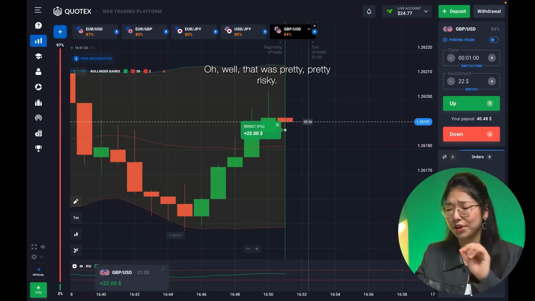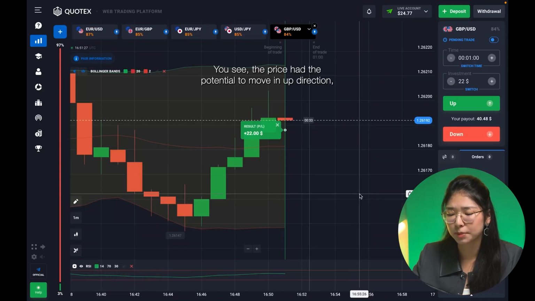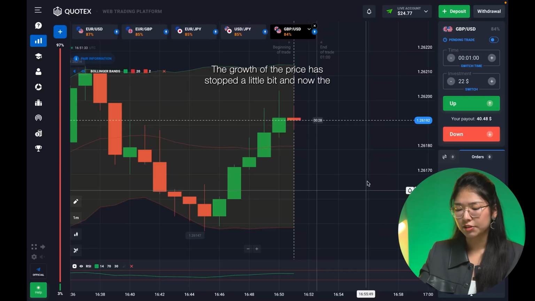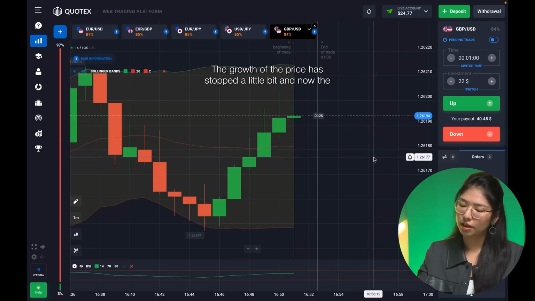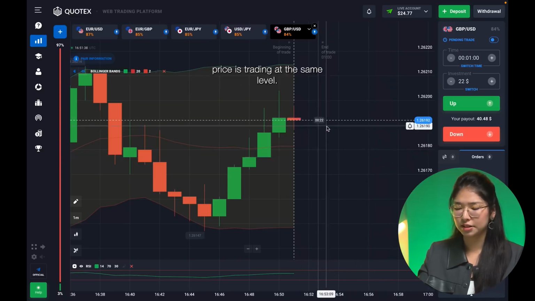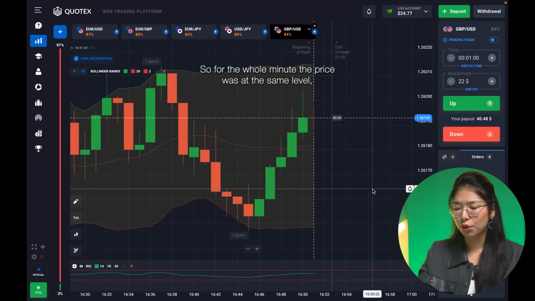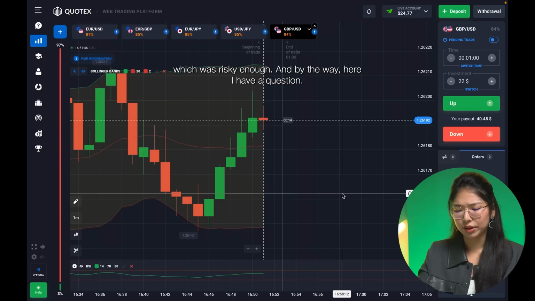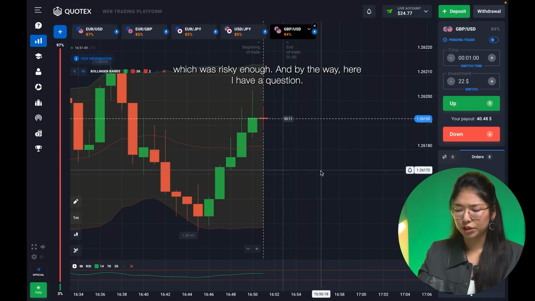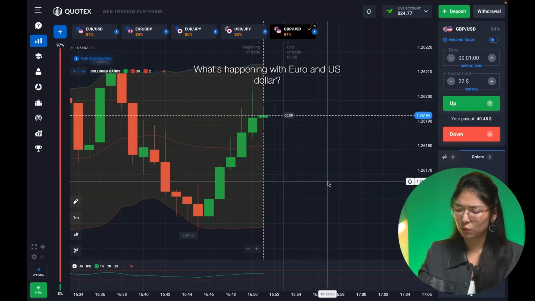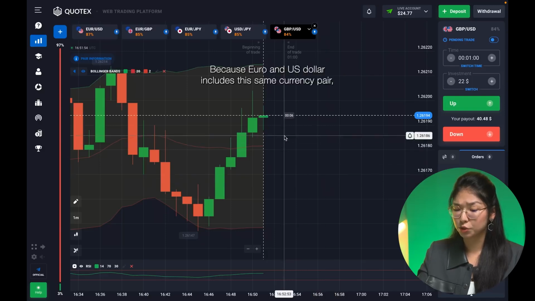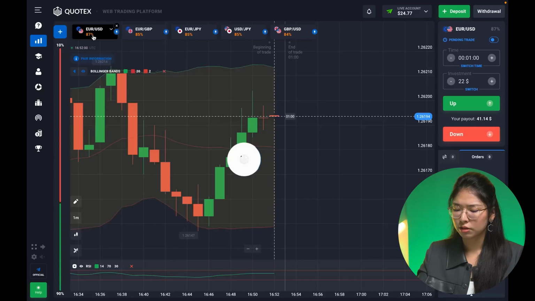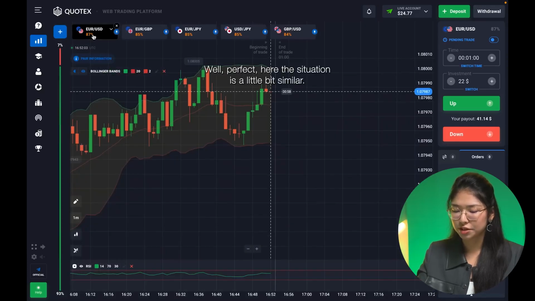Oh well, that was pretty risky. You see, the price had the potential to move on in that direction, but now the graph of the price has stopped a little bit, and now the price is trading the same level. So for the whole minute the price was at the same level, which was risky enough. And by the way, here I have a question. What's happening with euro and US dollar? Because both pairs include the US dollar. Well, perfect. Here the situation is a little bit similar.